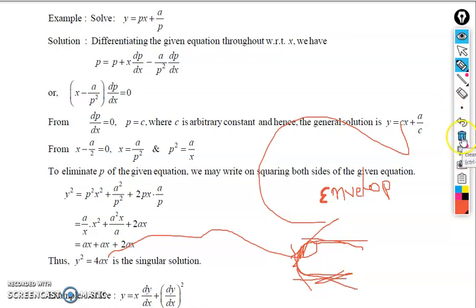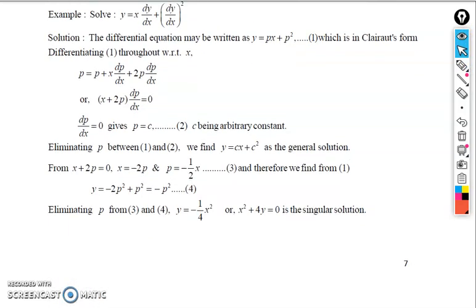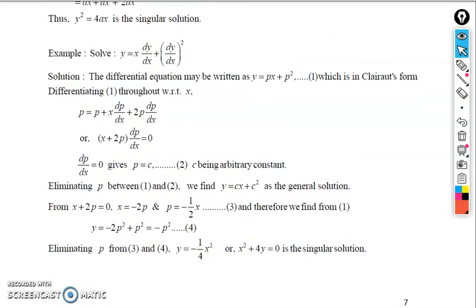So we take another example. This one: y equals x dy/dx plus (dy/dx) the whole square. Differentiating both sides with respect to x, it becomes p, and this one is dp/dx equals 0, so p becomes c. If we put the value of c here, we get the general solution y equals cx plus c squared. The other factor is x plus 2p.